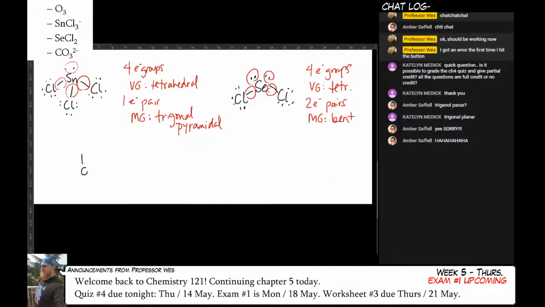And then finally, carbonate looks like this. And because it's an ion... Oh, I didn't do this for the tin up here. So this is an ion too. I'll do that. This is an ion. We'll do that.